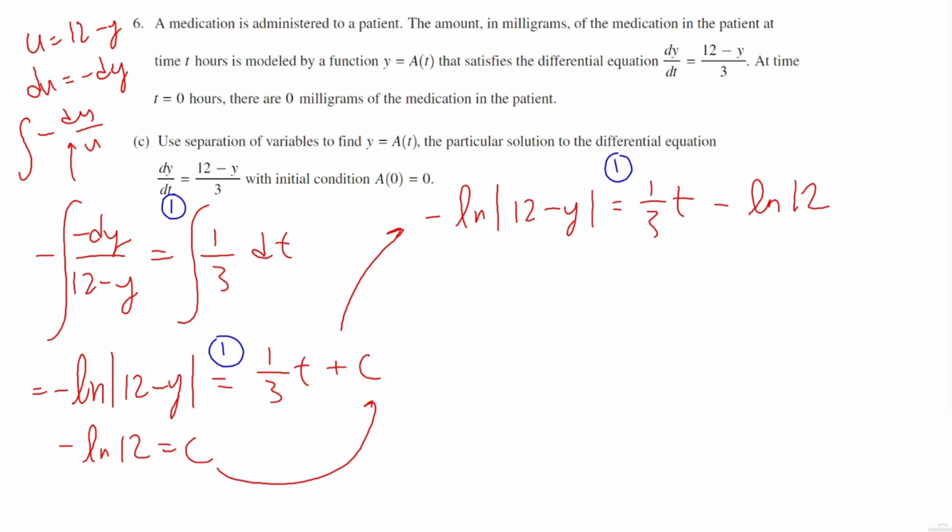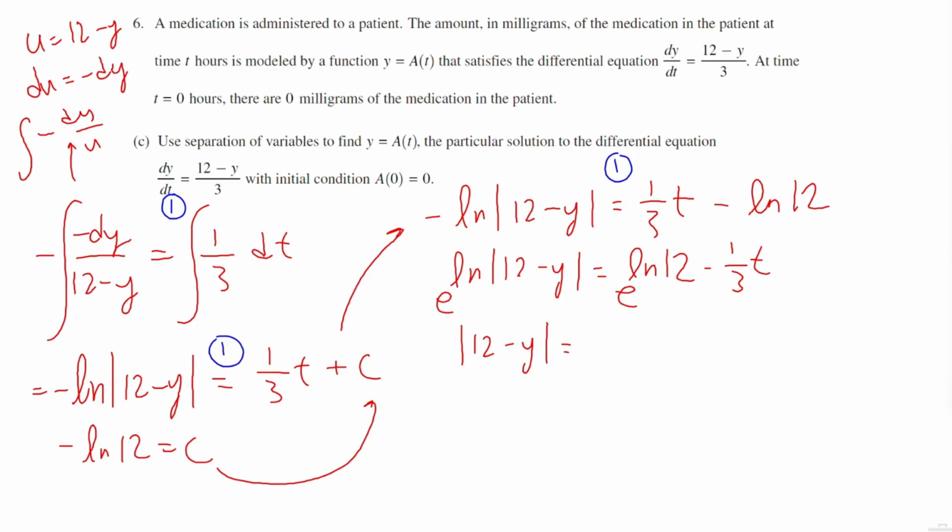And so we'll start off by just dividing by a negative. So we'll get natural log absolute value 12 minus y is equal to natural log 12 minus 1/3 t. Just distribute a minus sign through it, flips the signs of both of those. Then we'll exponentiate both sides, remembering that when we have something like e to the ln of a, we don't even need it to be ln. We'll deal with the ln in a second.